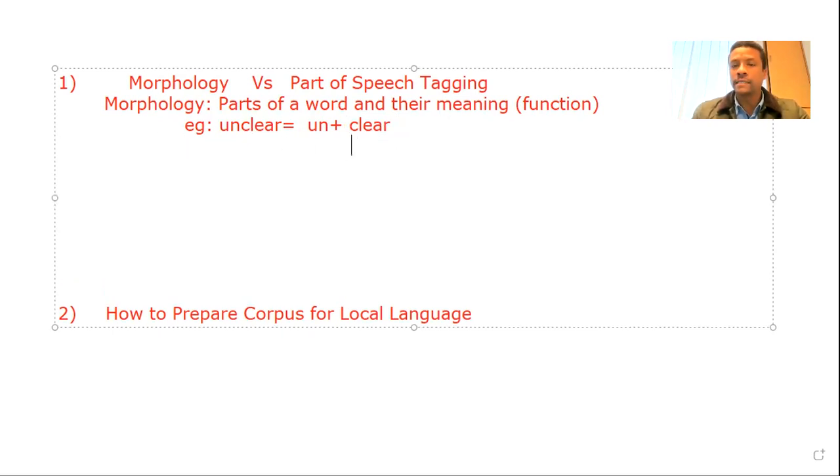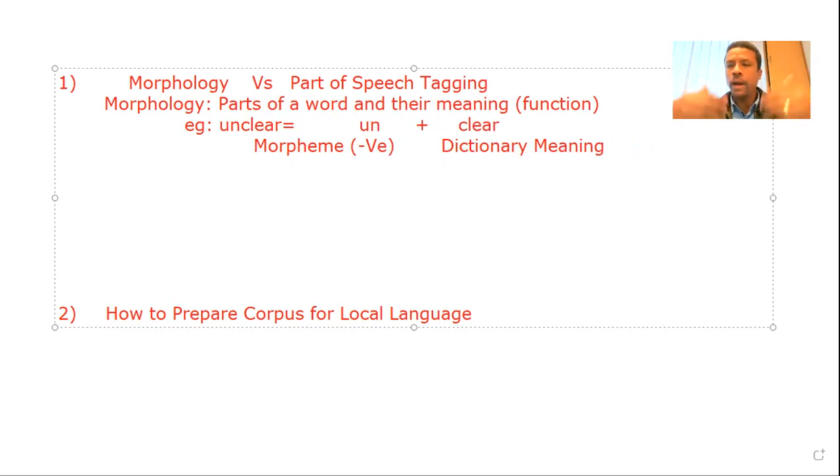The second one, "clear", has a dictionary meaning. If you go to the dictionary, then you'll understand what the word clear means. And this word cannot be further divided into smaller pieces. And the first part, in English, is what we call a negative marking morpheme. It's a morpheme, and its purpose is a negative marker. So in a very short example, this is what we mean by morphology: morphology is concerned about parts of a word and their meaning.